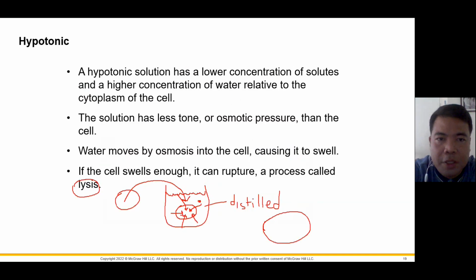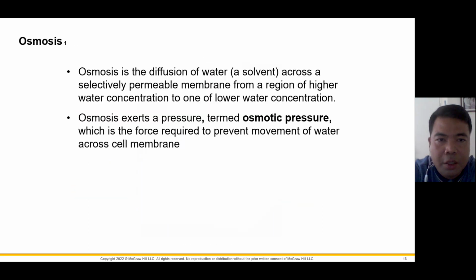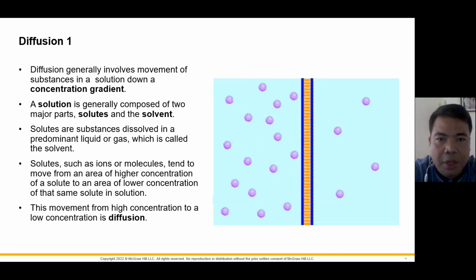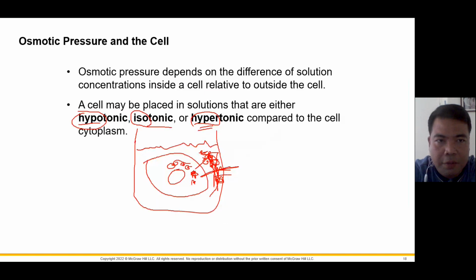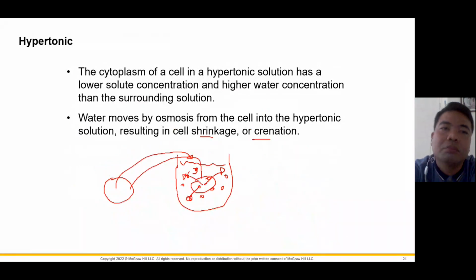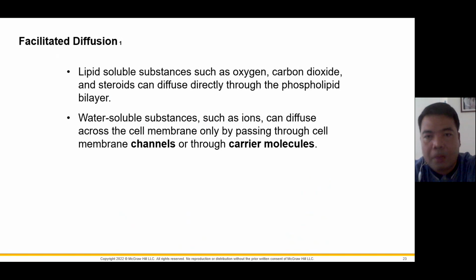Okay? Sige. Let us continue. So, we are finished with, balik muna tayo dito, we are finished with diffusion and osmosis. Now, let us discuss facilitated diffusion. Okay. So, lipid-soluble substances such as oxygen, carbon dioxide, and steroids can diffuse directly through the phospholipid bilayer.